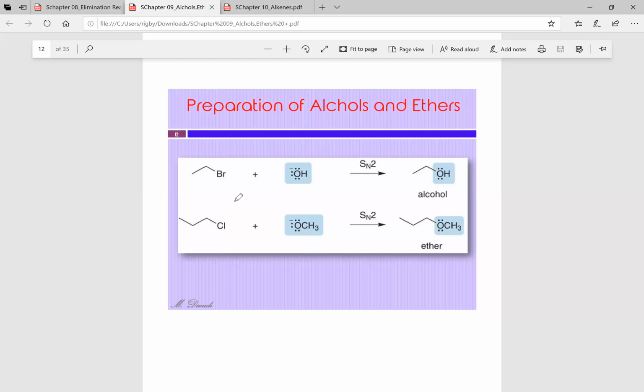We take an alkyl halide, and then we substitute either OH or OR. This R can be anything as long as it's not sterically hindering. So this O could be like an ethoxy group or a propoxy, okay? So that's how we make ethers.